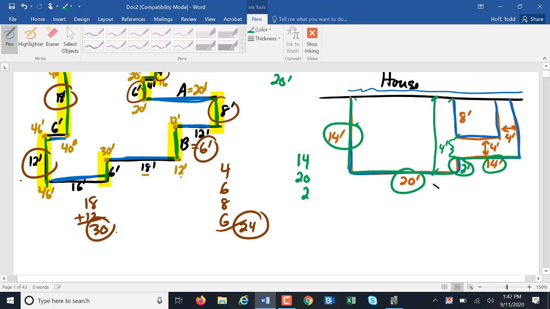This across here is the 14. We need this distance. How long is that going to be? 12 feet. We could go about it 2 ways. You got 14 minus the 2, or you could get 8 plus 4. That's going to be the 12. Perfect.